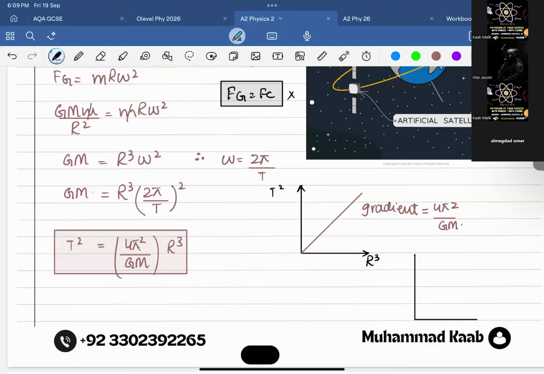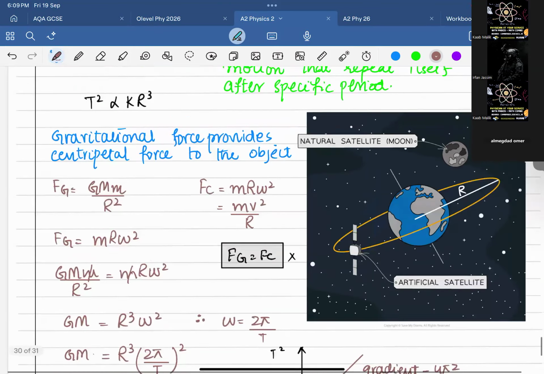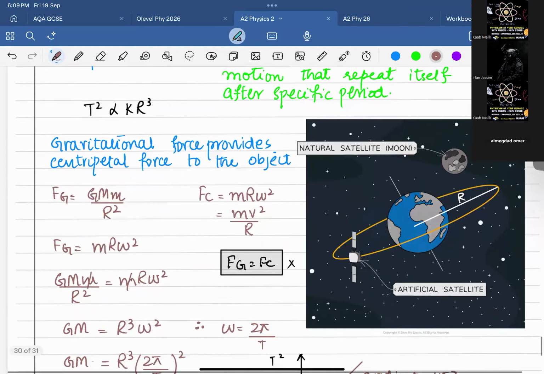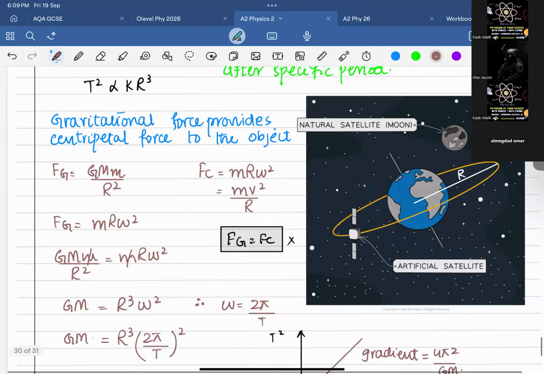like this one, where you have r cubed here and T squared here, the graph will again be a straight line, but this time the gradient will be different. This time the gradient will be GM over 4 pi squared. So these are the two cases. This is one type of question that they can ask you.